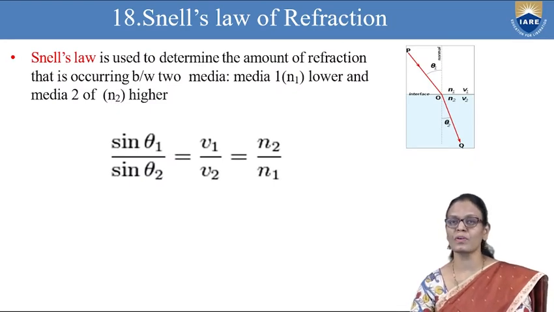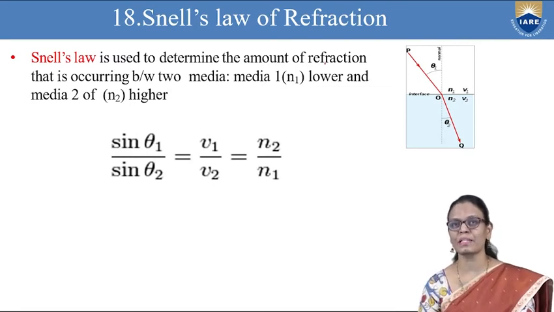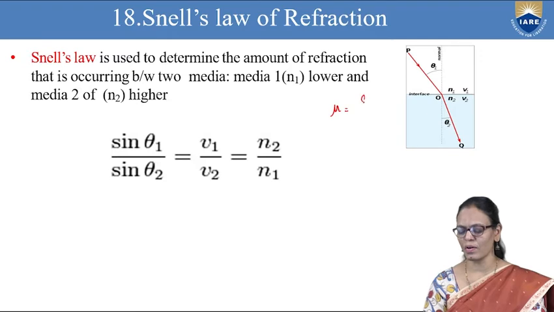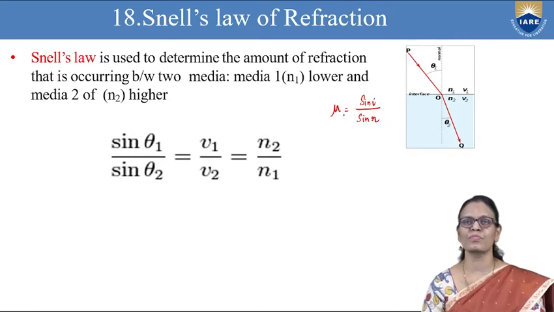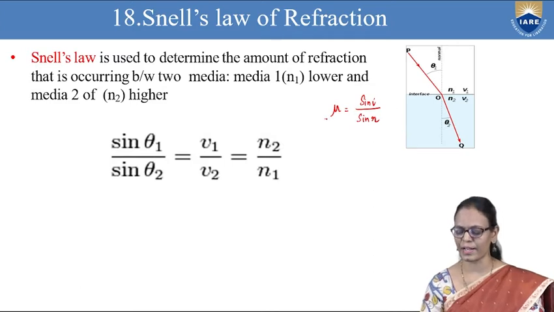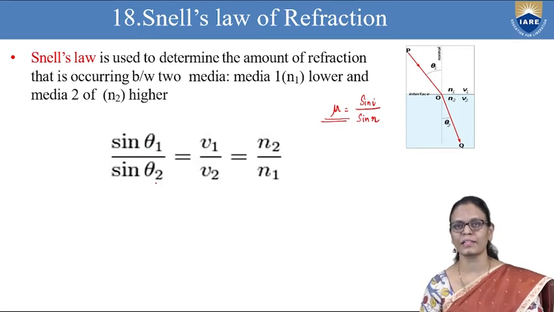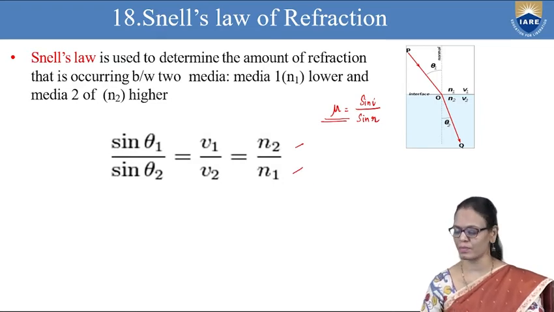Now Snell's law. How are we going to use Snell's law to explain refraction? Snell's law is used to determine the amount of refraction occurring between two media. What does Snell's law say? The ratio of the sine of the angle of incidence to the sine of the angle of refraction is always a constant for a given pair of media. When we are not changing the media, sine I upon sine R is always a constant, and that constant we call mu. Here, if you take these two media, one the core and the other the cladding, sine theta 1 upon sine theta 2 will be equal to N2 upon N1. This is how we relate it with Snell's law.